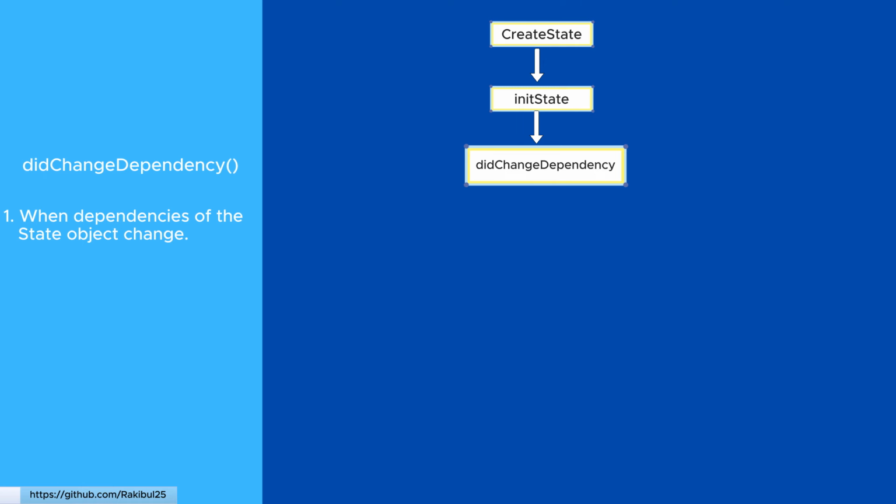You can use context in this method, right? So, it's called in two main scenarios. One, immediately after initState, and two, whenever anything changes in the widget environment.